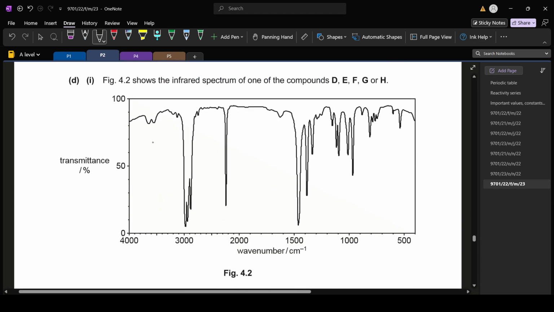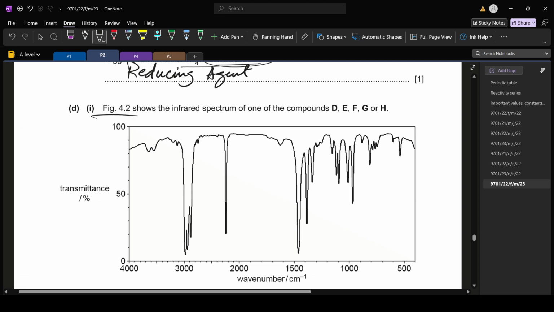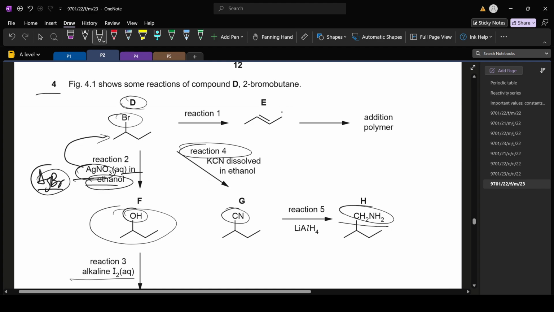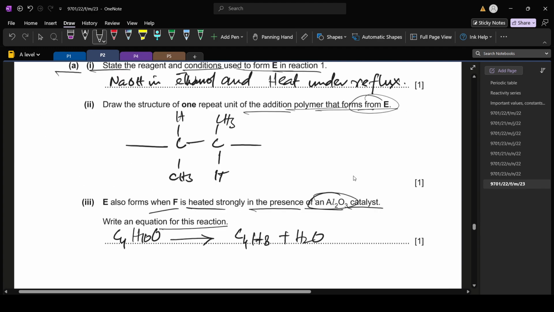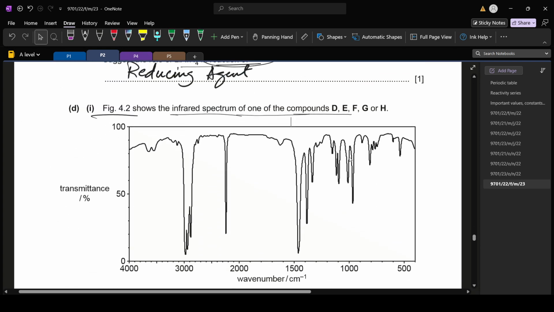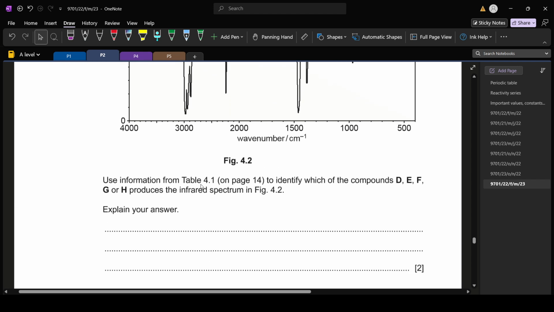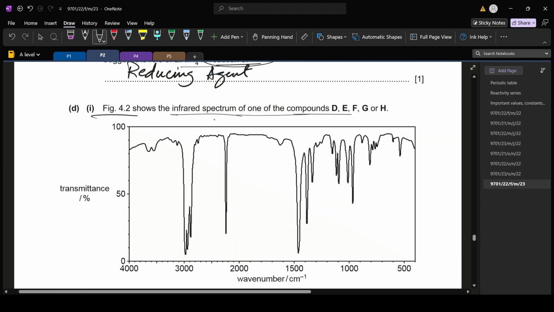Okay. Now part D. This figure 4.2 shows the infrared spectrum of one of the compounds D, E, F, G or H. So we have to find which of the compounds has this spectrum. Use the information from table 4.1 on page 14 to identify which of the compounds D, E, F, G, or H produces the infrared spectrum in figure 4.2.